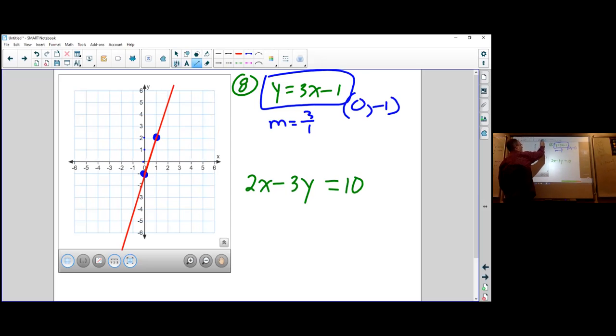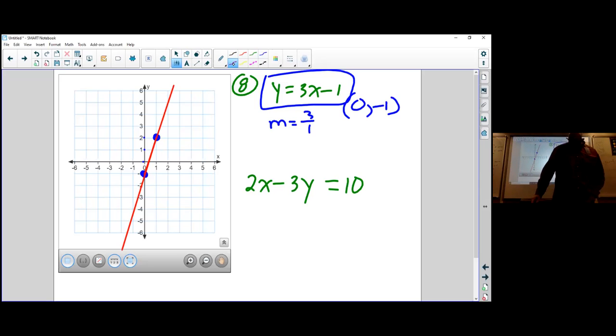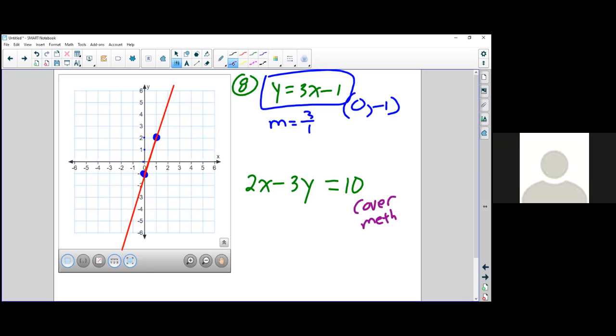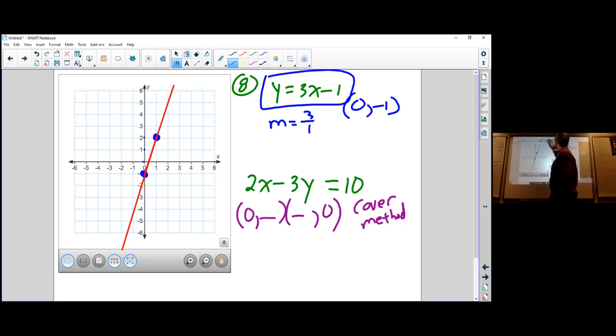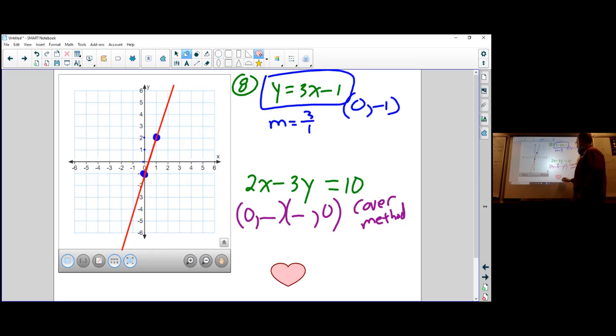But then my second problem, and this is where the graphing isn't always our best friend. Okay, this one is set up to do the cover method. Do you agree? You see why? So the cover method, remember, we're going to go 0, comma, blank, and blank, comma, 0. Okay, so let's get our shape up there that we use. Hey, how about a heart today? We'll go with a heart.